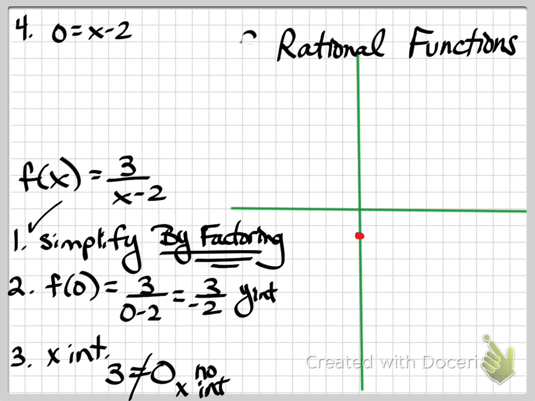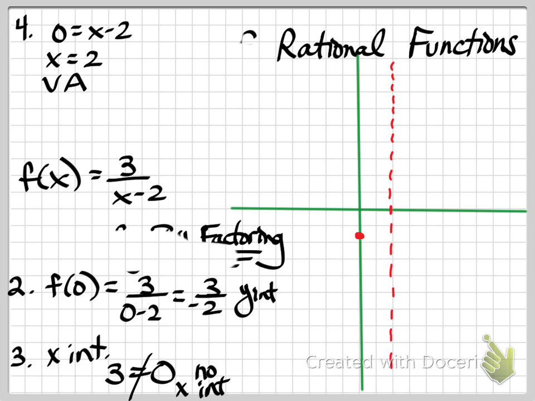We have no holes in the graph because nothing canceled out. But when we set our denominator equal to 0, we get x equals 2, and that's a vertical asymptote. So we will go to 2 on the x-axis and do a dashed line. That's x equals 2. Step 5. I just don't want to erase my function.